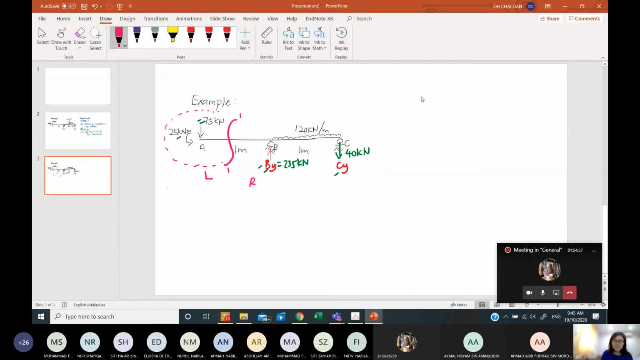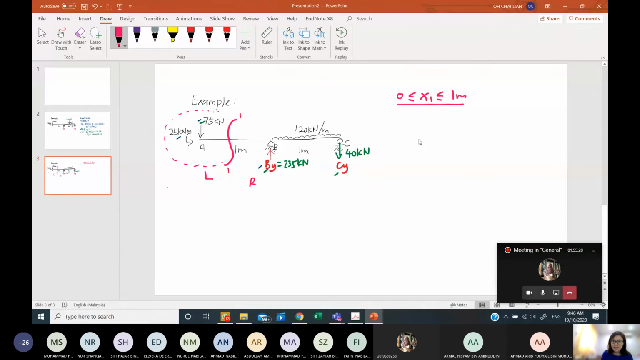I will name my section X1. My cut section 1 is from 0 to 1 meter because I'm cutting A to B. After B, the shear force and bending moment equations will change because there are changes in terms of loads. We'll do that later. This is our naming of the section: section X1 from 0 to 1 meter.